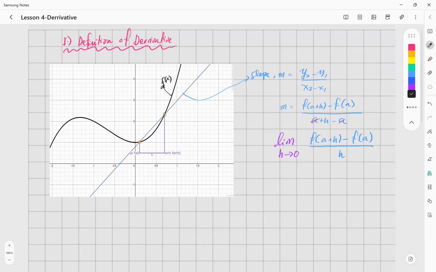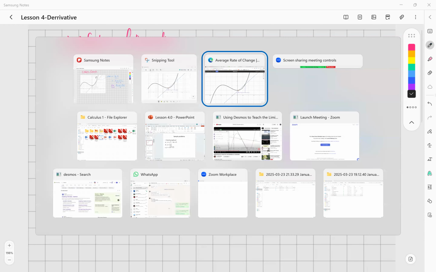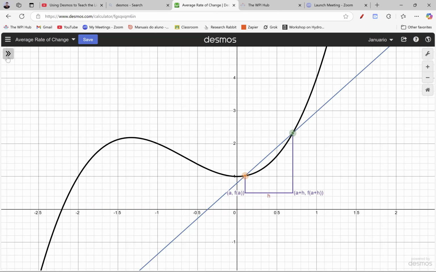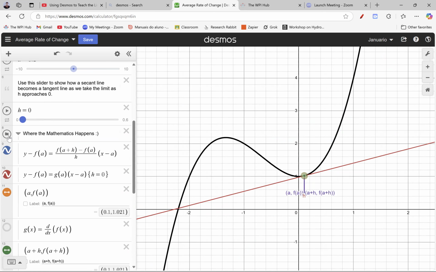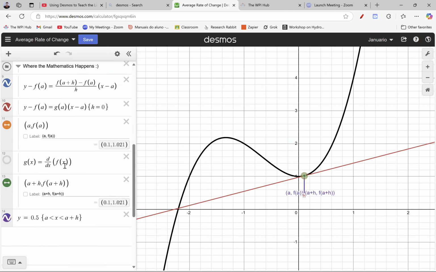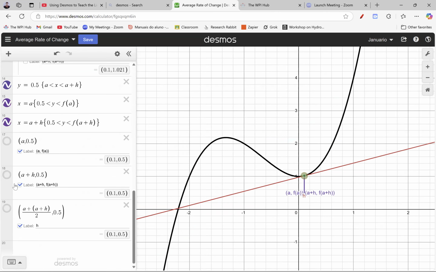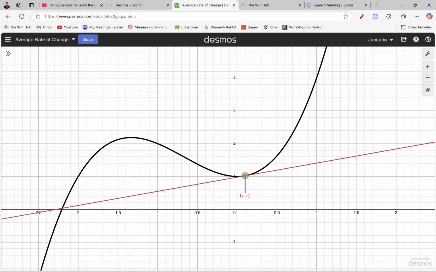So let me just bring it back. This is the definition of the tangent line. Bring it back. Okay. So when your h is equal to 0, right? So your h is equal to 0. Okay. Now that is the definition of a tangent line.